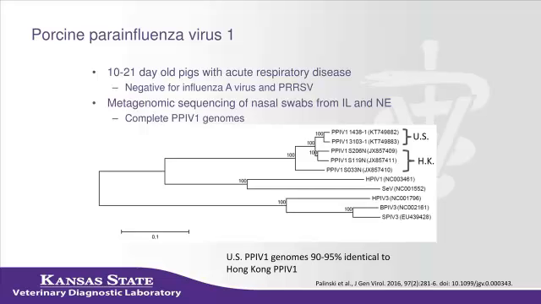Likewise, on this unexplained respiratory disease, another virus that we find quite frequently is porcine parainfluenza virus 1. This virus was first identified in Hong Kong a couple of years ago. So this was the first identification in the U.S. But again, we had a bunch of 10 to 21 day old pigs, nasal swabs that we tested. We were able to find this virus. So you can see the U.S. isolates are very similar to these ones in Hong Kong.